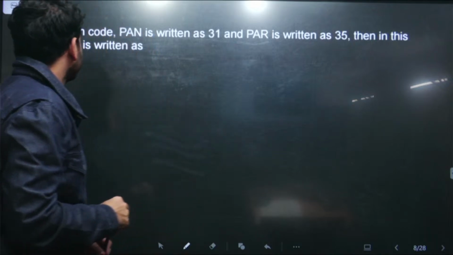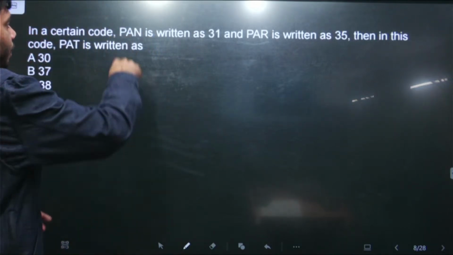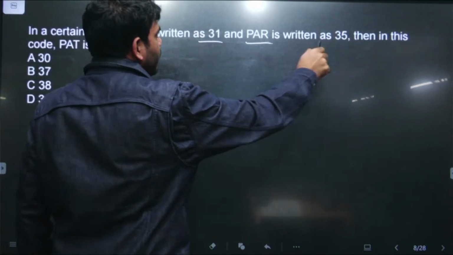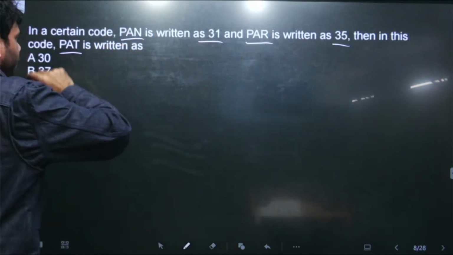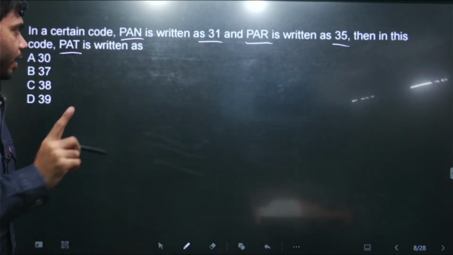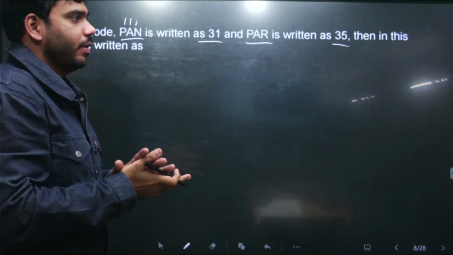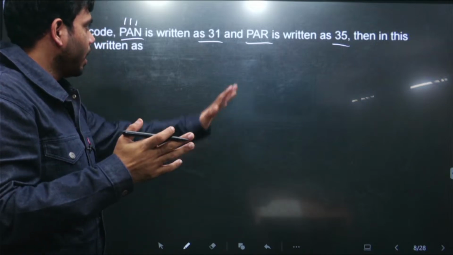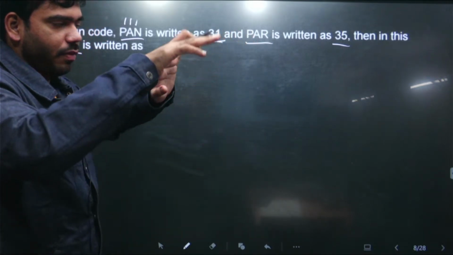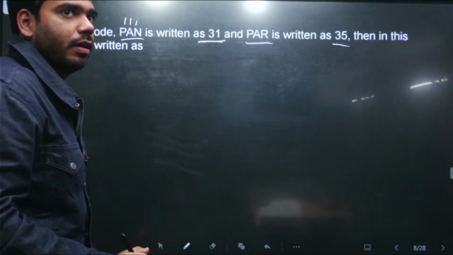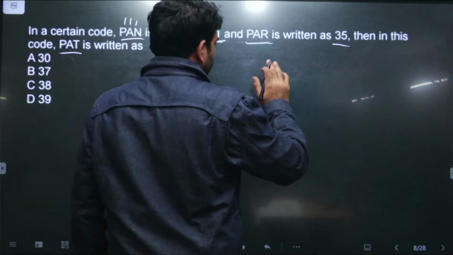So this is the next question. In a certain code, PAN is written as 31, PAR is written as 35. What will PAT be written as? Whenever alphabets or very small numbers are correlated or aligned with some digits, what you have to do is a very simple thing.